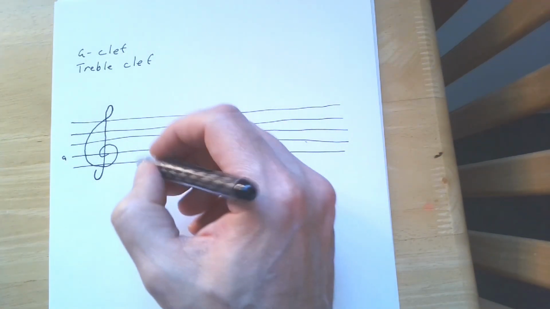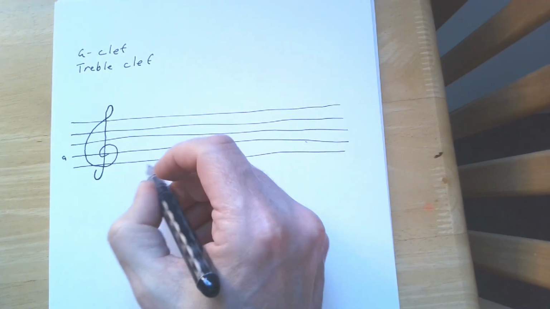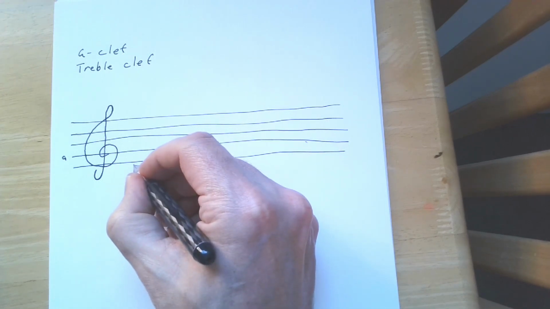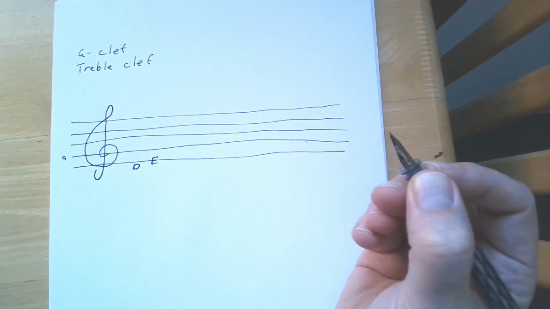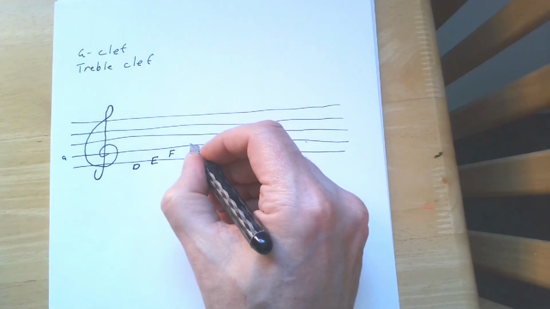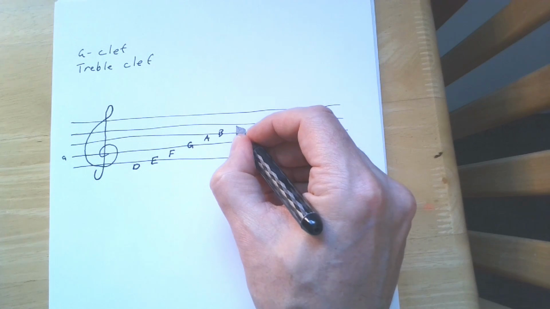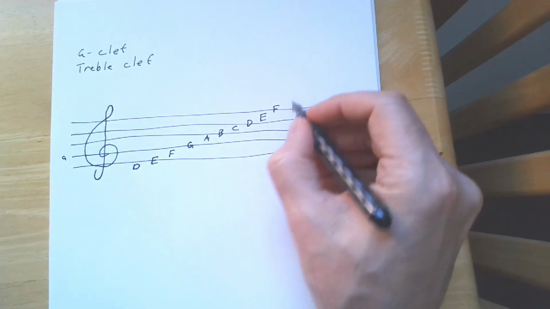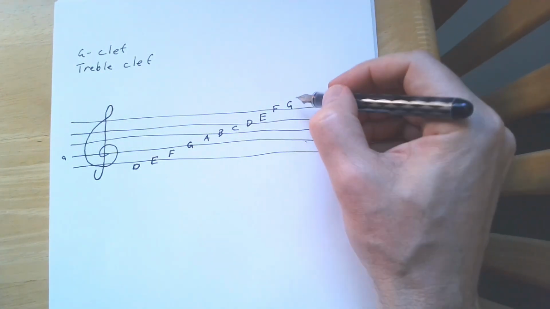Now these notes are going to be all the natural notes. If you look at the natural notes, the one that happens in the space below the bottom line is D. The one that happens on the bottom line is E. The one that happens on the next space is F, then G, then A, B, C, D again, E, F, G. Of course, there are more notes above and below.